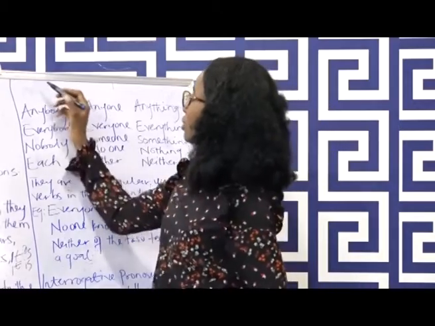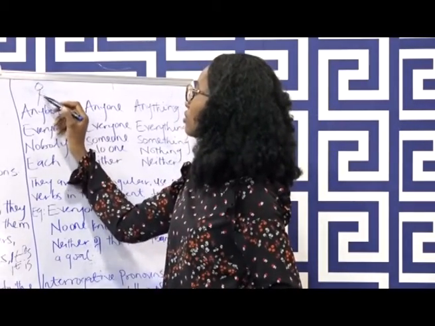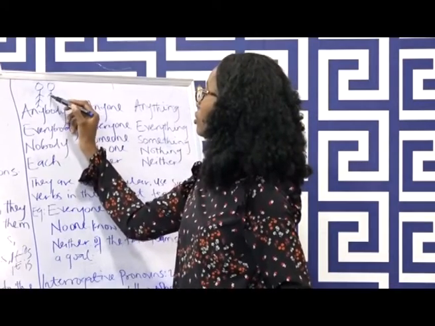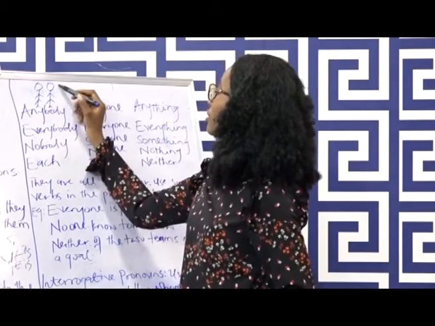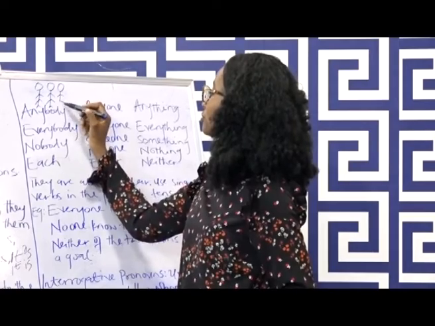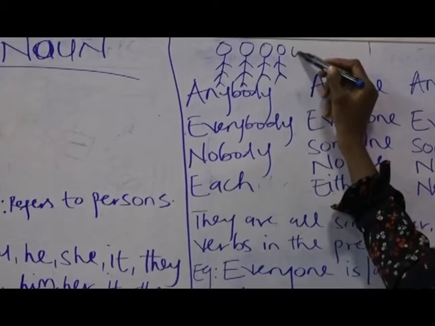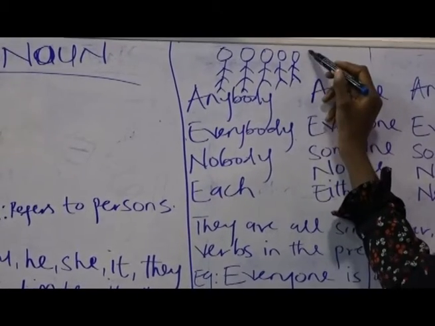Take for instance, you have one person, two people, three people, 4, 5, and 6 people.